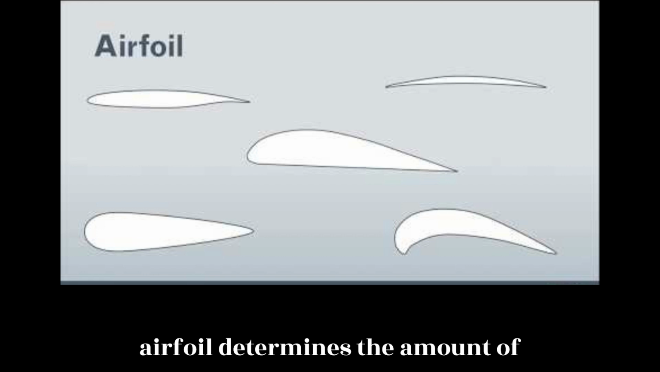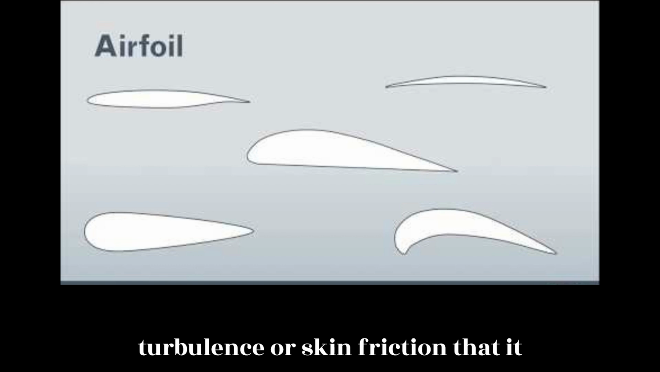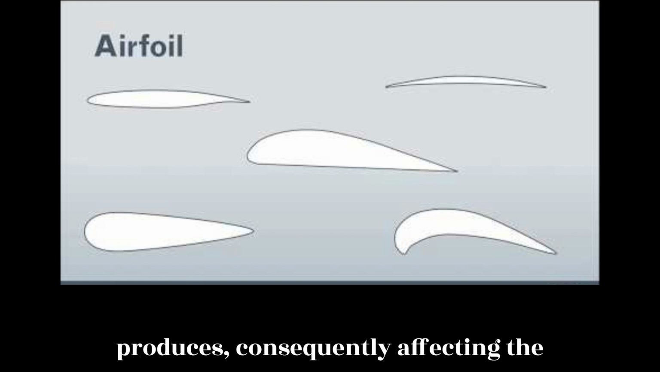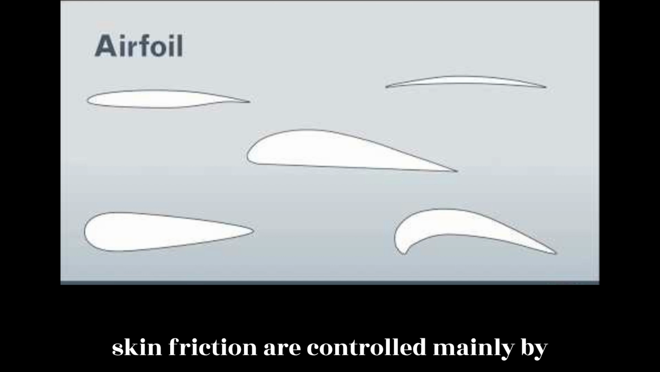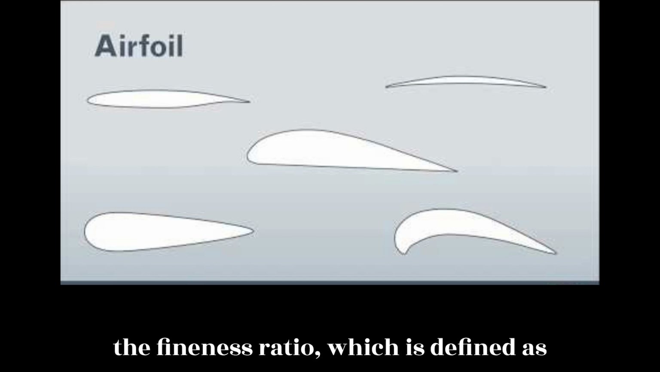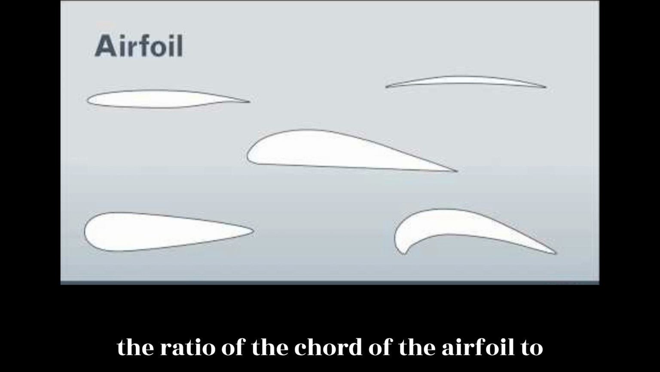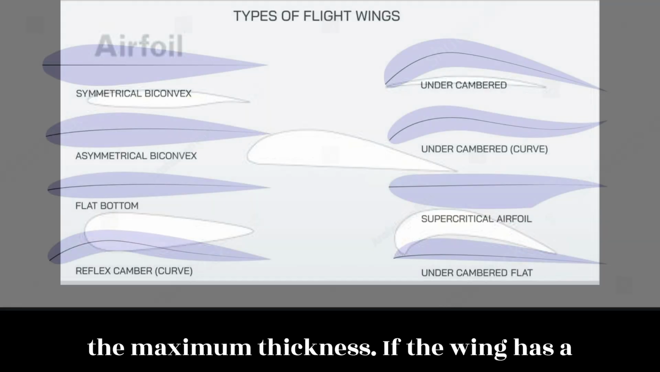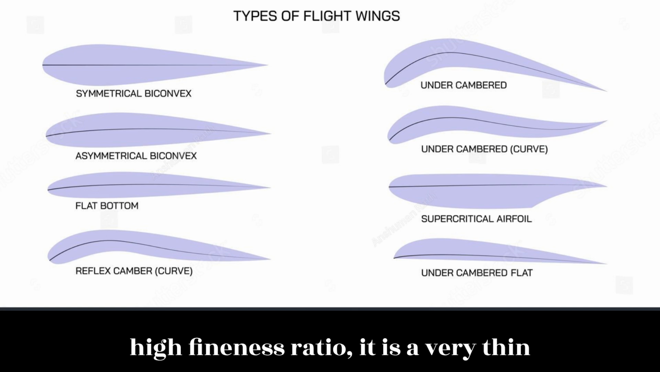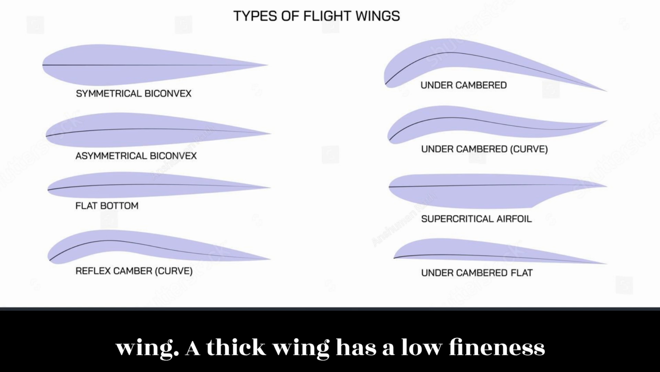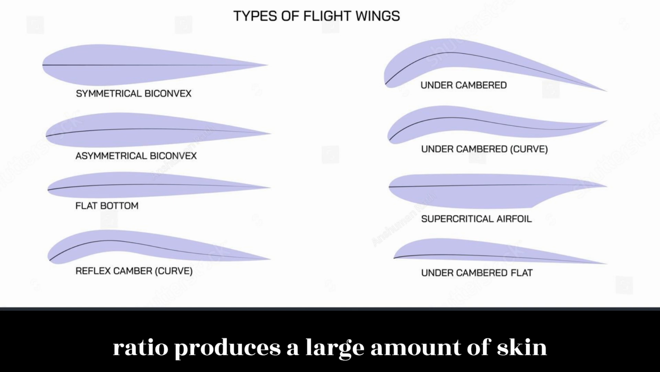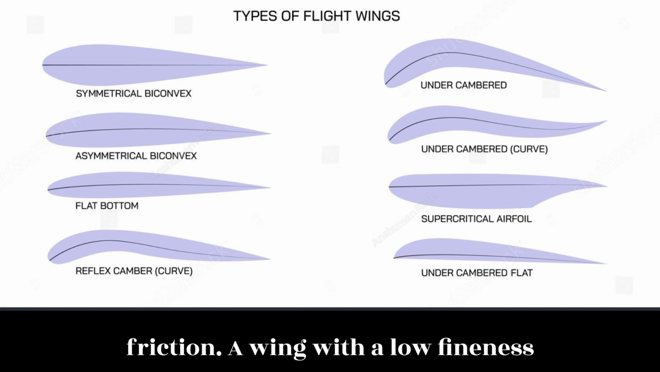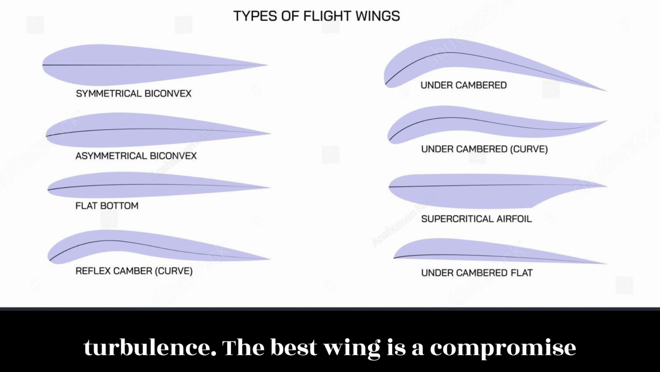The shape of the airfoil determines the amount of turbulence or skin friction that it produces, consequently affecting the efficiency of the wing. Turbulence and skin friction are controlled mainly by the fineness ratio, which is defined as the ratio of the chord of the airfoil to the maximum thickness. If the wing has a high fineness ratio, it is a very thin wing. A thick wing has a low fineness ratio. A wing with a high fineness ratio produces a large amount of skin friction. A wing with a low fineness ratio produces a large amount of turbulence.